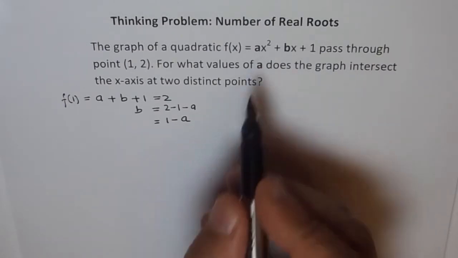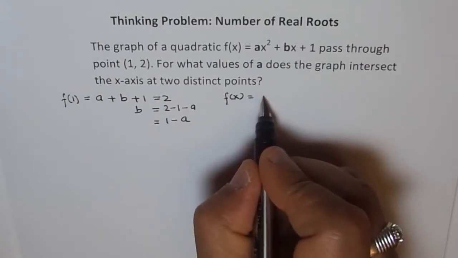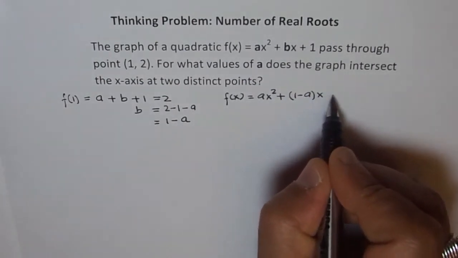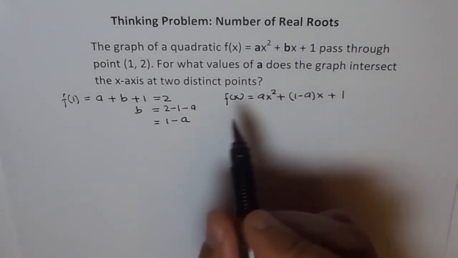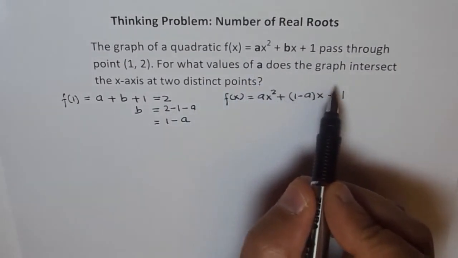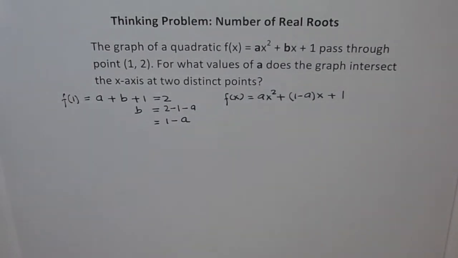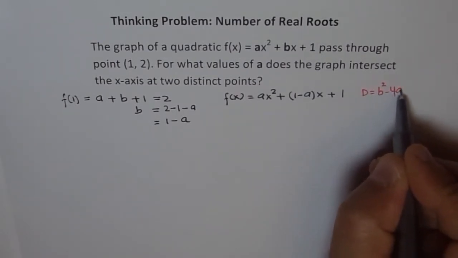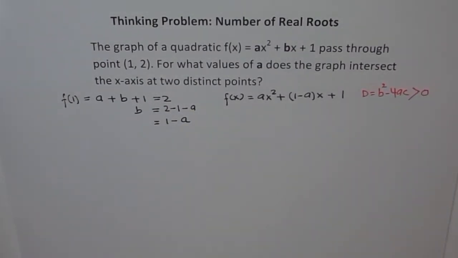Now we will rewrite our equation in terms of a, and we'll say f of x equals ax squared plus, instead of b I'm writing 1 minus a, times x plus 1. Now it becomes simpler, at least we have one variable, right? For what values of a does the graph intersect the x-axis at two distinct points? Correct. So now what we need to do is find b squared minus 4ac, the discriminant, right? And since we want two distinct points, it should be greater than 0. So that is what we're trying to find now. Let's start doing that part.